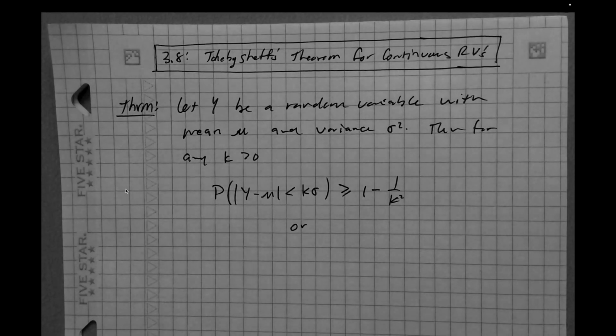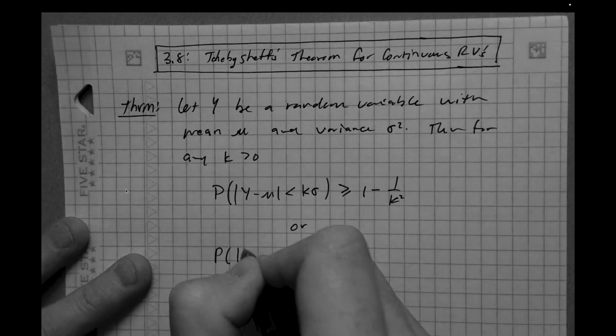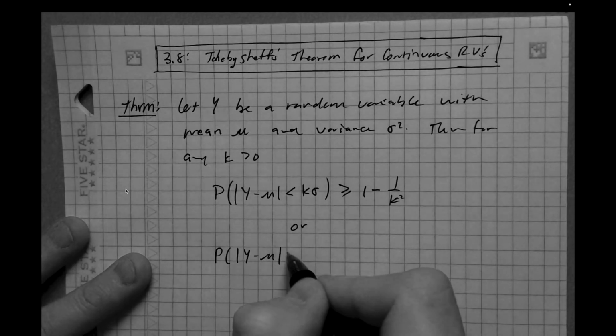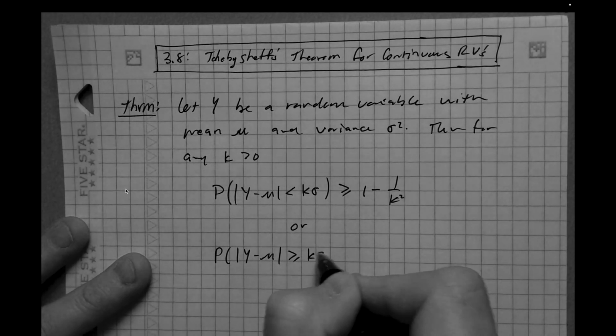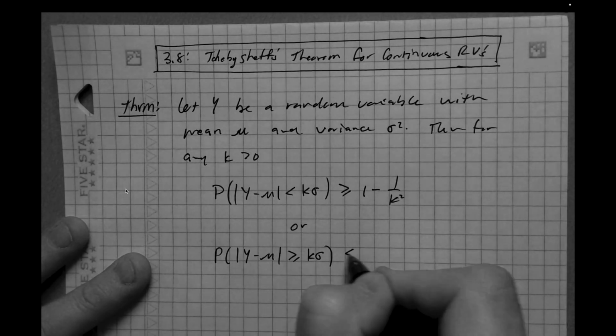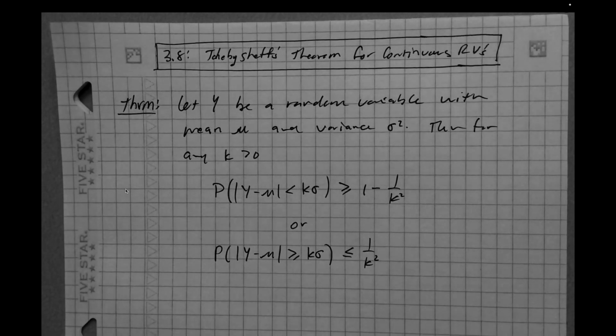Or another way we can say this is that the probability that |Y minus mu|, the distance between the random variable and the mean, is greater than or equal to k standard deviations is less than or equal to 1 over k squared. So what we're saying is we're able to establish bounds on our probabilities based on knowledge of the mean and the standard deviation.